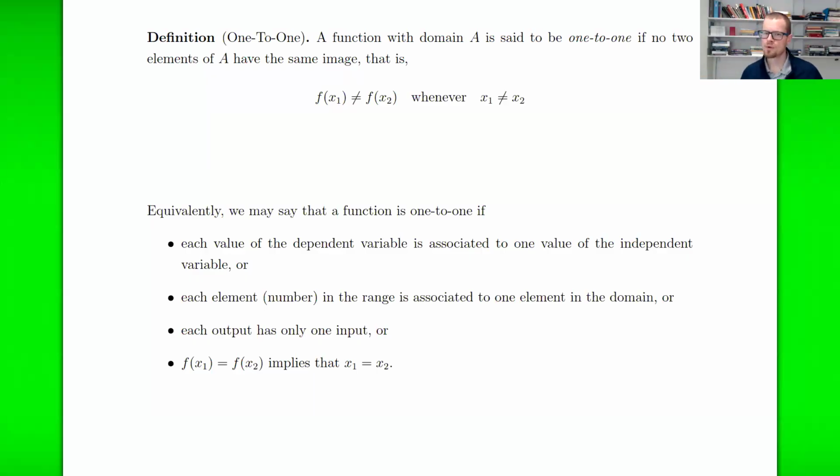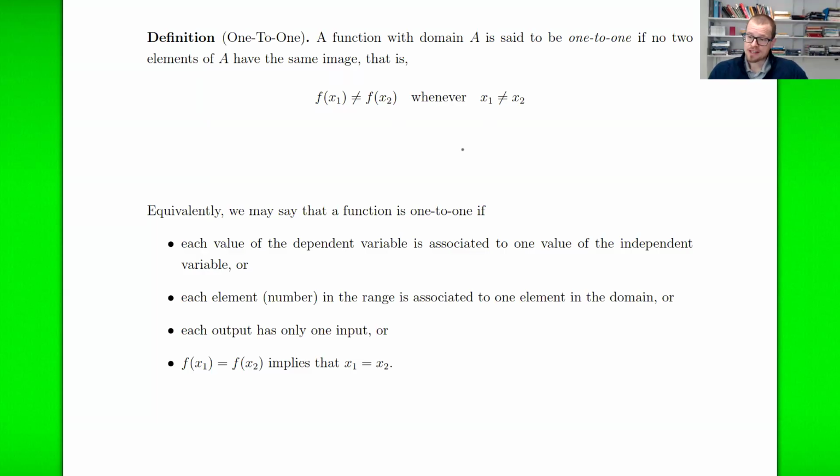Welcome. We want to take a look at what it means for a function to be one-to-one. So we have this nice formal definition. A function with domain A is said to be one-to-one if no two elements of A, that is, no two elements of the domain, have the same image. That is, the images are different whenever the inputs are different.